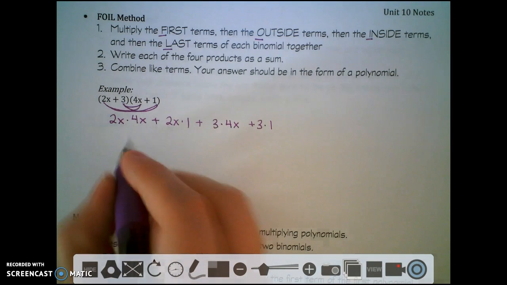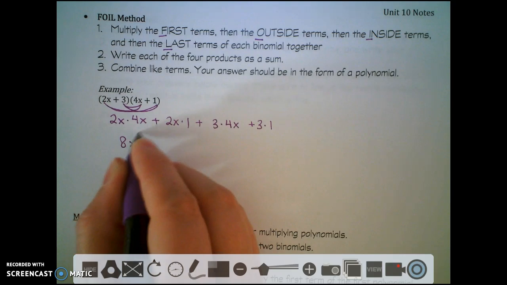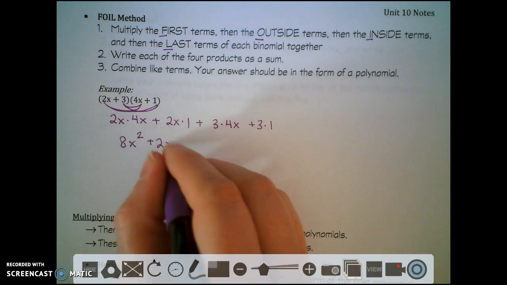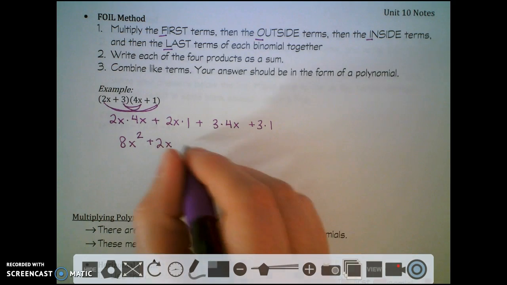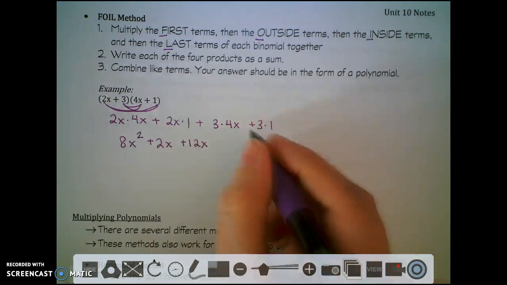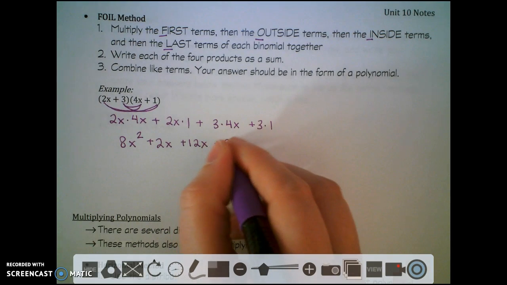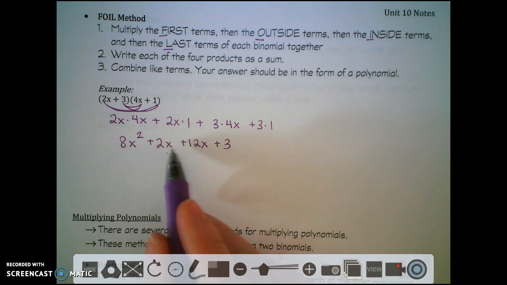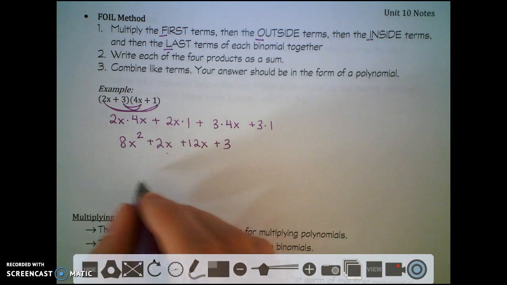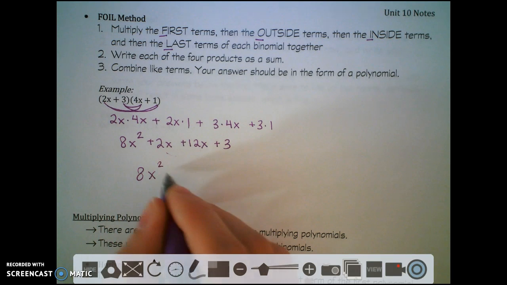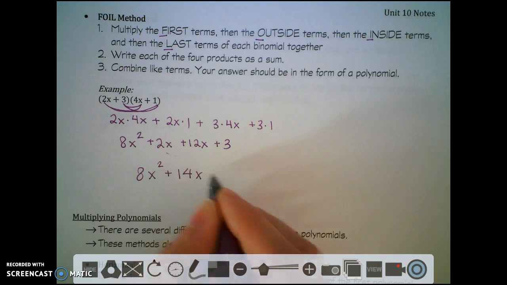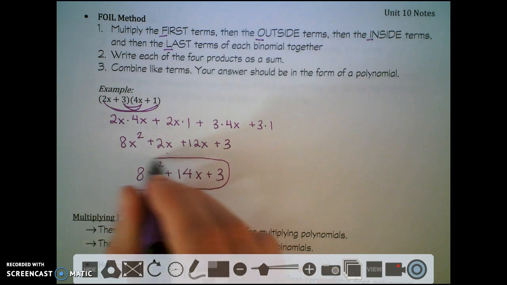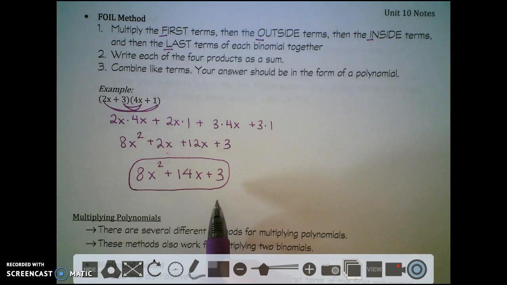2 times 4 is 8. X times x is x squared. 2x times 1 is 2x. 3 times 4x is 12x. And 3 times 1 is 3. Now I'll combine my like terms here in the middle. These are both x terms, so they have the same variable parts. So then my answer becomes 8x squared plus 14x plus 3. And that's my solution. I can't combine any more terms because none of these have the same variable parts.